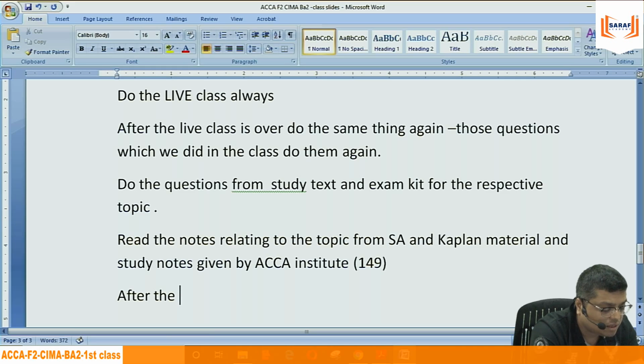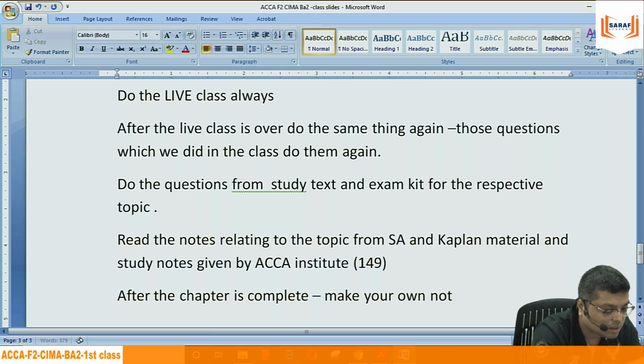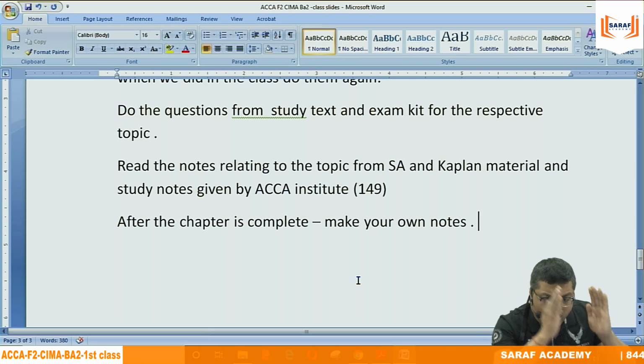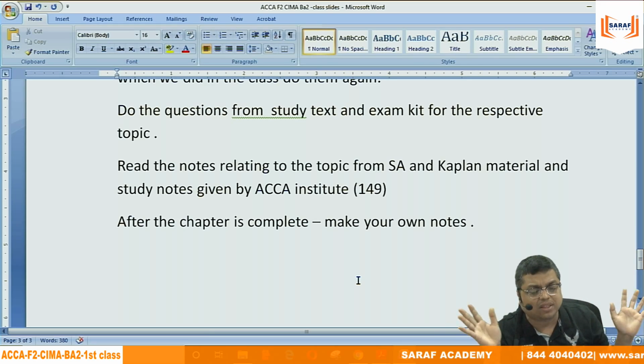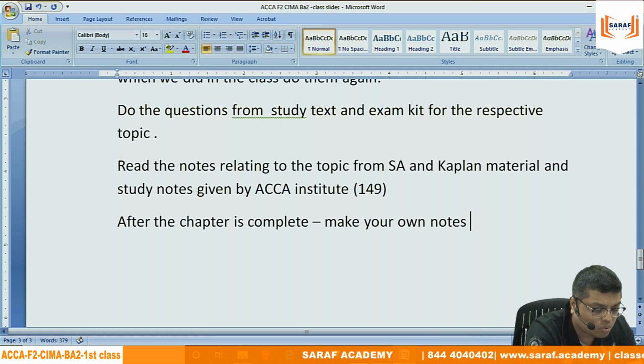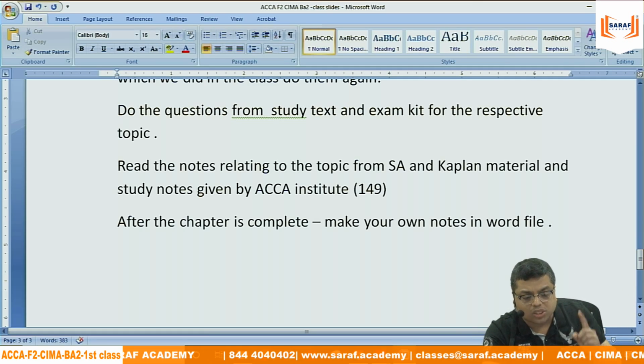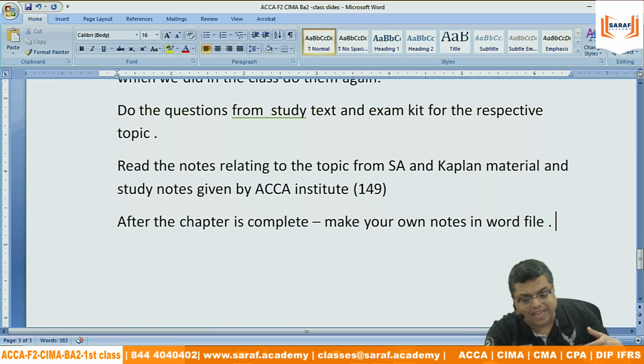After the chapter is complete, make your own notes. Now please understand what you will write in your own notes. You will not write whatever I have written in my slides. You will not write whatever is written in the ACCA study notes. You will not write whatever is written in the Kaplan material. What you have studied in the chapter, after reading everything, you need to make your notes. Notes in a Word file, on the computer, like I am typing. Notes in a Word file only, no copy and pen, because all the exams are computer based.